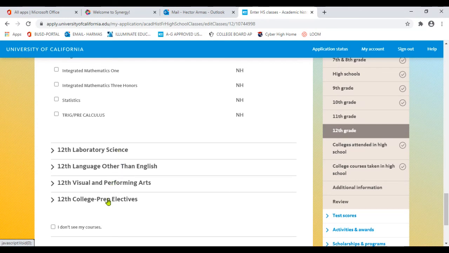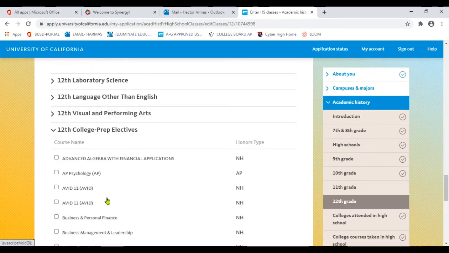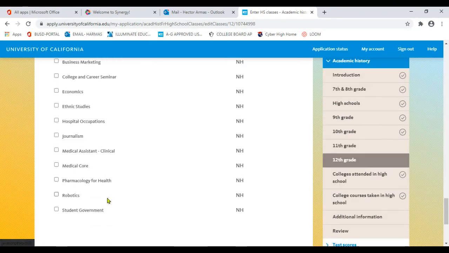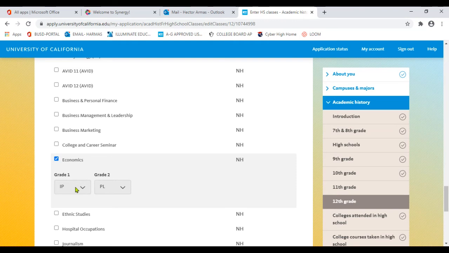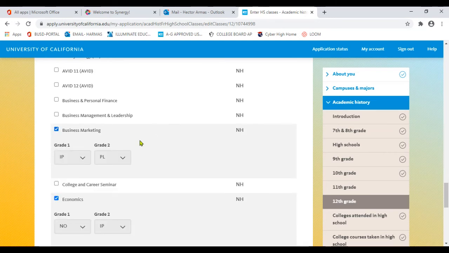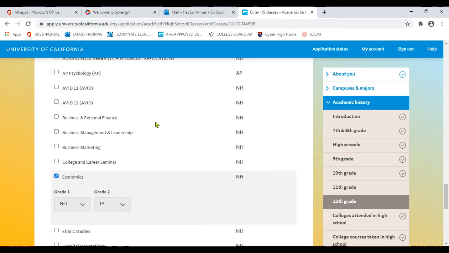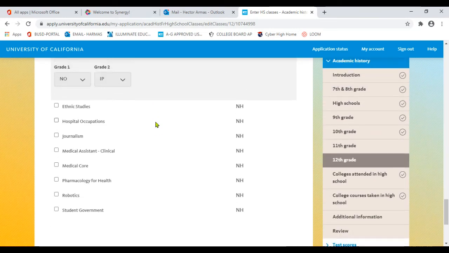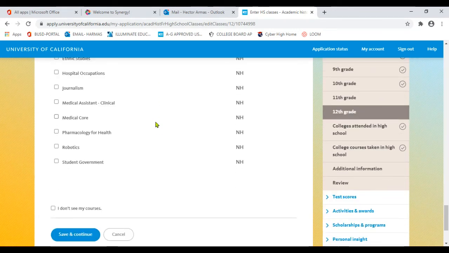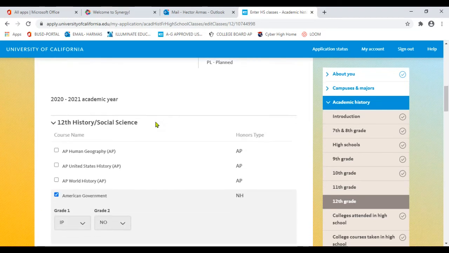So I'm going to come over here and I'm going to say, okay, so here's another. So I'm going to go to college prep electives. For college prep electives, I'm going to put down here, where's economics? There's my economics. So I'm not taking economics first semester. So I'm going to say no, but I plan to take it second semester. So that's going to be in progress. I also notice that I'm taking a psychology class. So psychology should be down here and I don't see it. So where's my psychology? Is it under social studies?